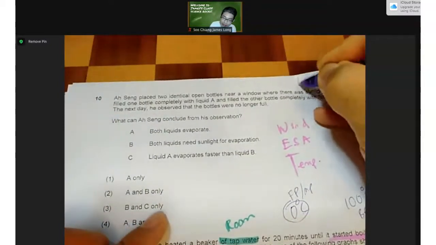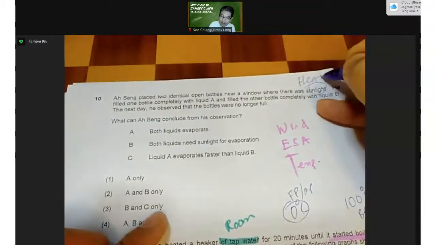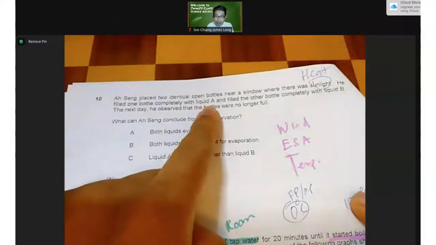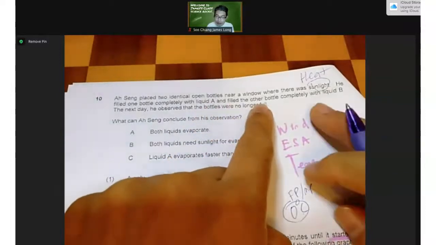Saying place these bottles where there's sunlight. Now, light doesn't cause water to evaporate, but sunlight means there's also heat energy there, right? The energy that comes from the sun. He filled one bottle completely with liquid A and filled the other bottle completely with liquid B. So like there's a bottle here, A and B, right? 2 different kinds of liquids.